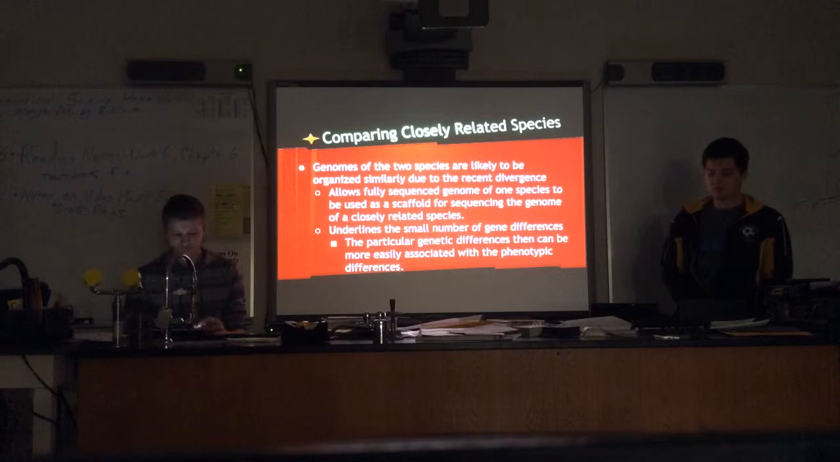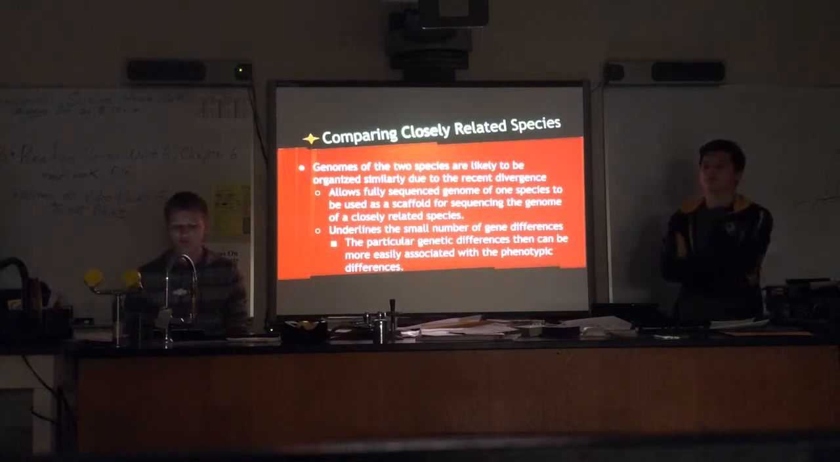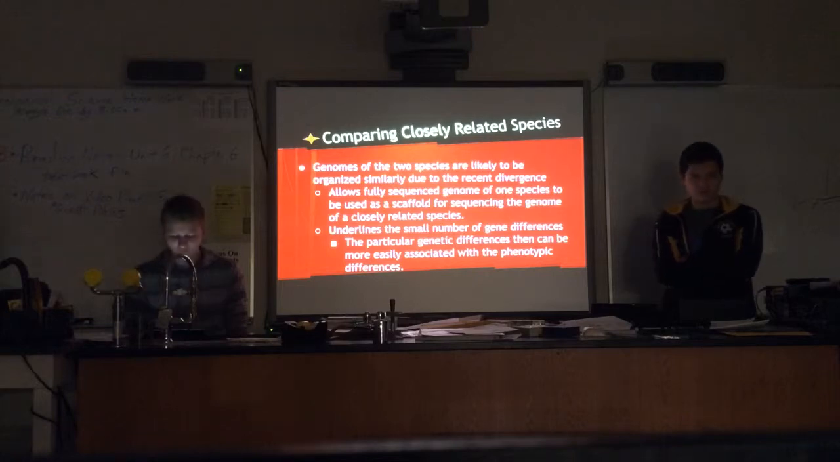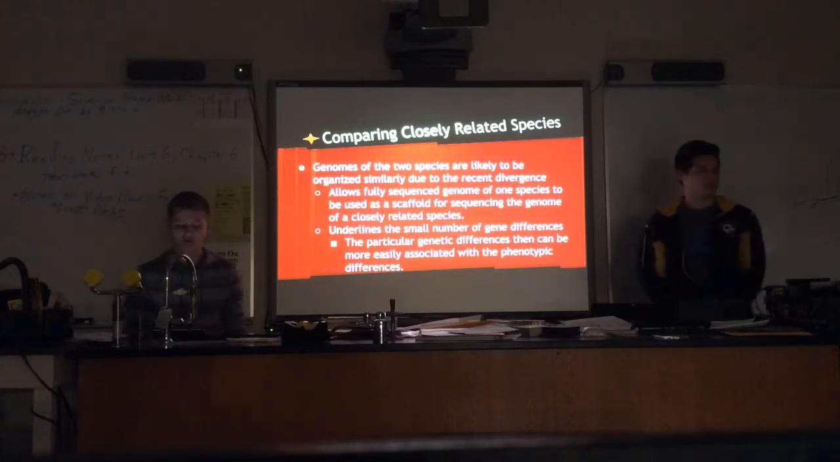Genomes of the two species are likely to be organized similarly due to recent divergence. It allows fully sequenced genomes of one species to be used as a scaffold for sequencing the genome of a closely related species, and it underlines the small number of gene differences. The particular genetic difference then can be more easily associated with phenotypic differences.